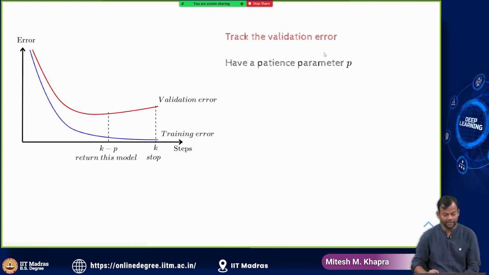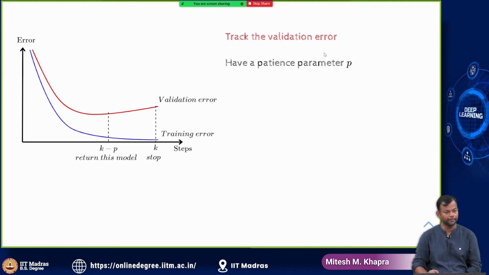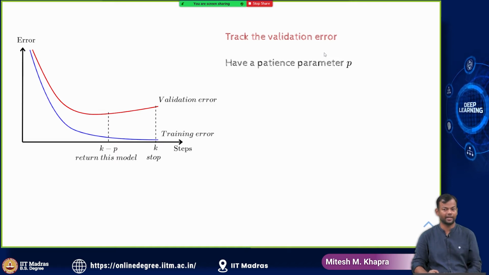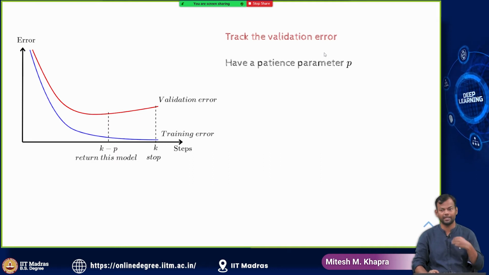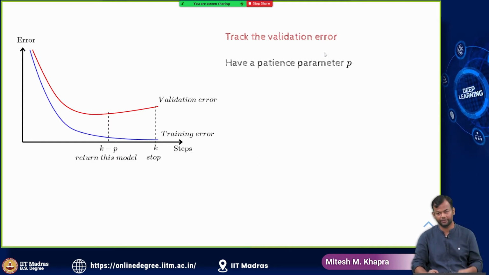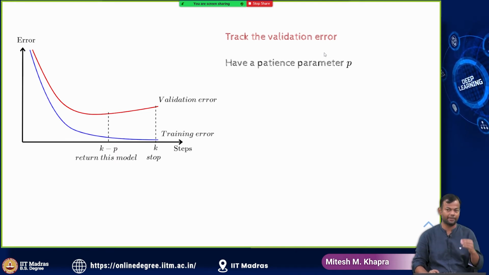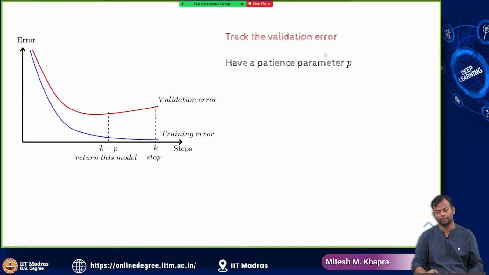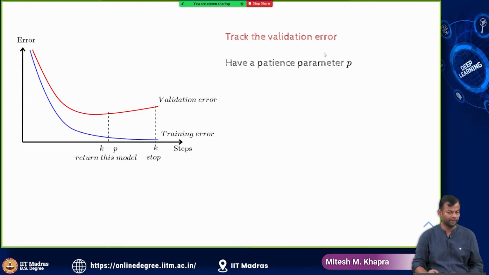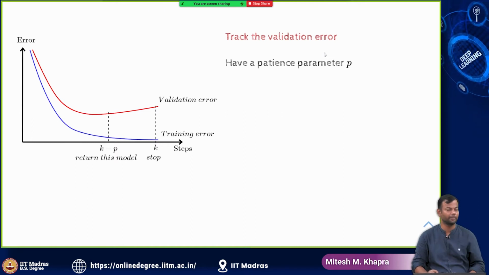So we track the validation error. So you're tracking the red curve along with the blue curve. Now have a patience parameter P. So now I'm tracking the validation error, and I have a patience parameter P. So after P steps, or this patience parameter can be defined in terms of steps or in terms of epochs, if for P consecutive steps my validation error is not decreasing and it continues to increase, or even if it remains monotonic, then I'm going to stop training. Because my training error is decreasing, but my validation error has been increasing for P consecutive steps now. That means something wrong is going on.